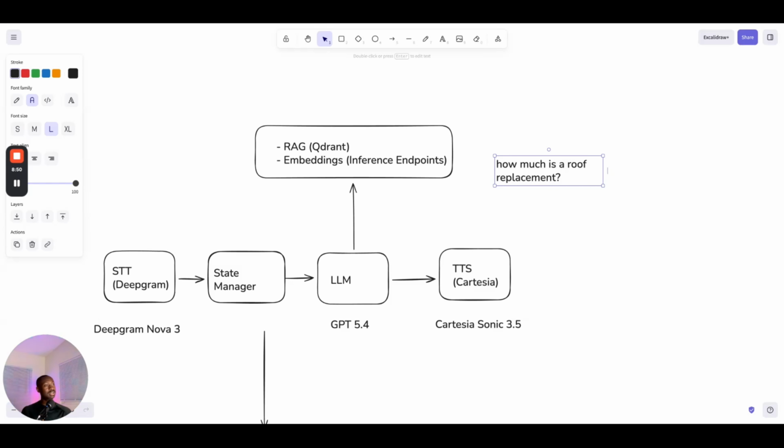So for things like this, you want to have embeddings for frequently asked questions. So, do you take insurance? What type of roofs do you guys service? What other services do you have? Like, do you offer hours, that sort of stuff? So that's where RAG and embeddings come into play for our voice agent.